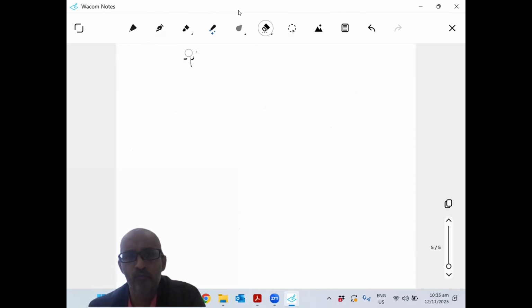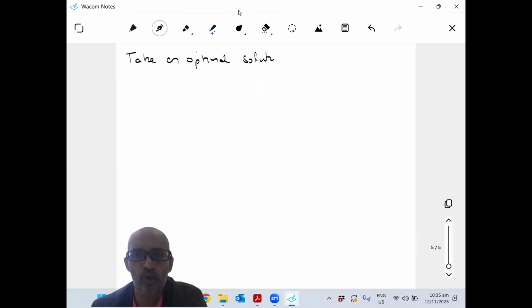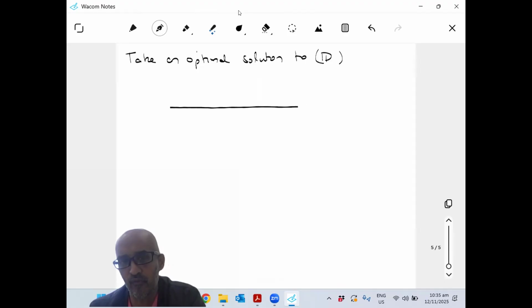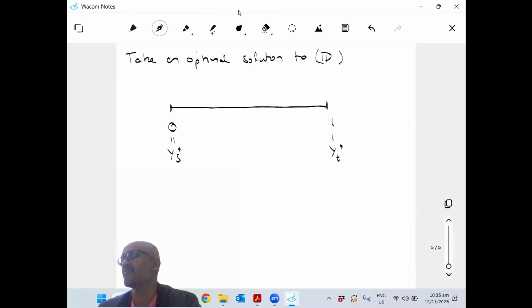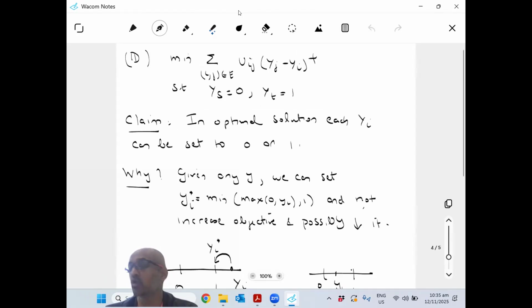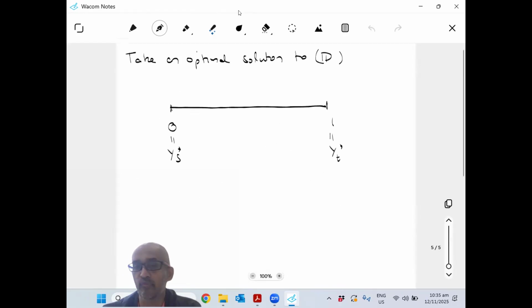So now take an optimal solution to the dual, of this form. Every yi, there are numbers for nodes. They lie between 0 and 1. Ys was set to be 0. Yt was set to be 1. This is the optimal solution. And then I've got a set of y values for every node which lies between 0 and 1, because I've just argued that every value here will lie between 0 and 1. So I'll get an ordering from the optimal solution.